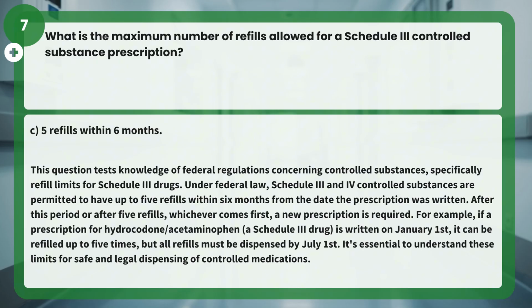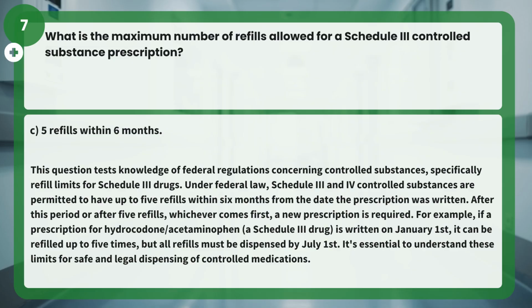Answer, C. 5 refills within 6 months. This question tests knowledge of federal regulations concerning controlled substances, specifically refill limits for Schedule III drugs. Under federal law, Schedule III and IV controlled substances are permitted to have up to 5 refills within 6 months from the date the prescription was written. After this period or after 5 refills, whichever comes first, a new prescription is required.